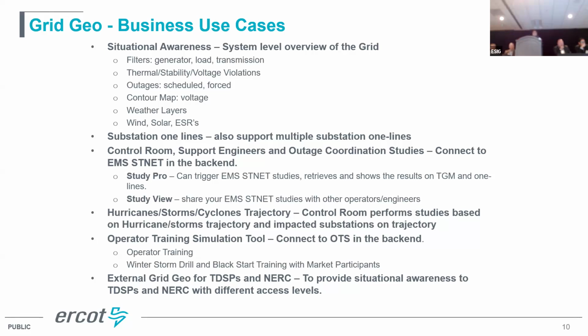So we have Study Pro, Study View. These are the functionalities within Gridgeo that help you run the studies and show them to the users. And then, like I said, the hurricane, storm, cyclone trajectories. This is not just limited to Texas, it shows the entire globe. But mostly the relevance to Texas is that you can see the weather systems that are coming into your system, so you know whether you need to plan for it, where it is hitting, our control regions, things like that.